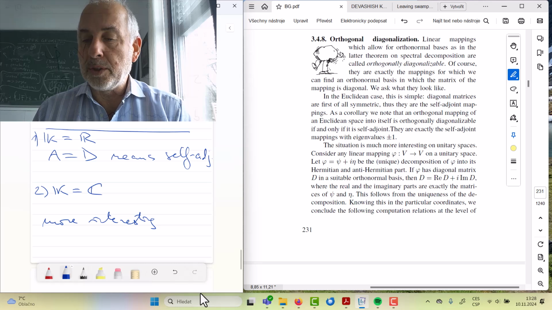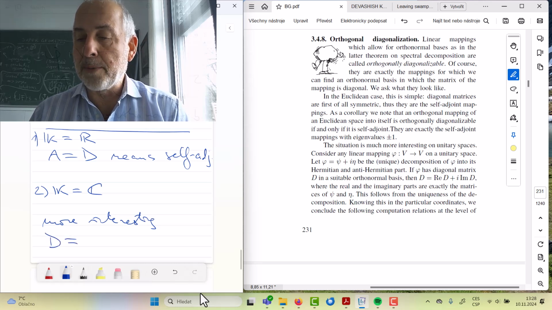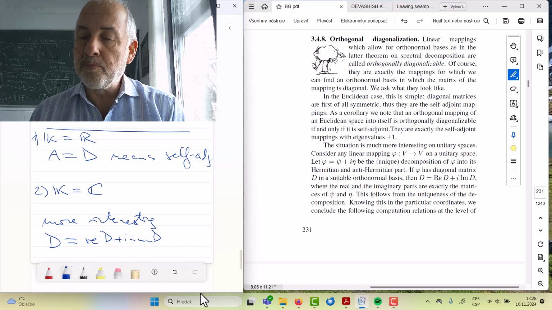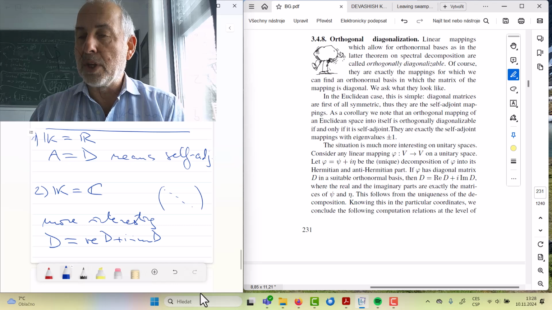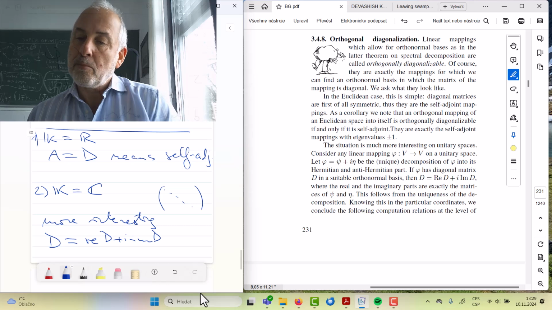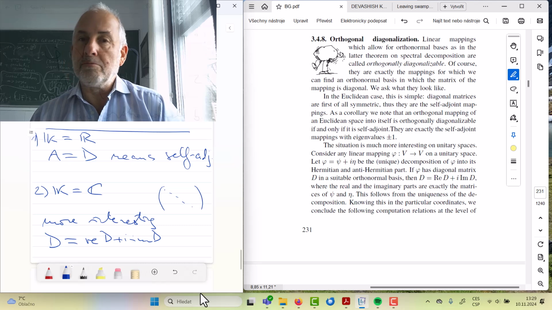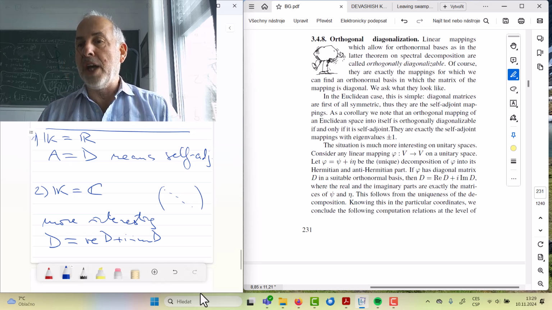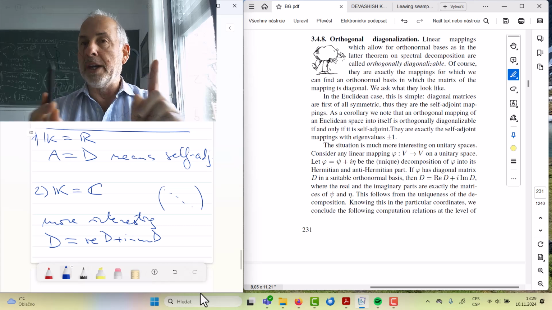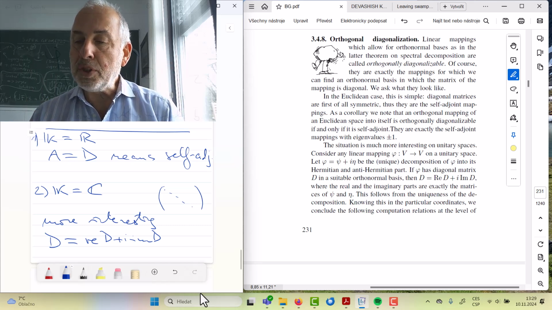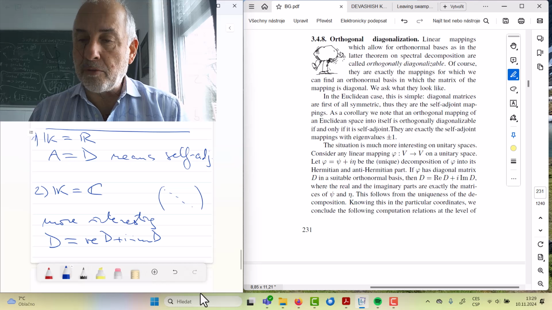Because then D equals the real part of D plus I times the imaginary part of D. And so you will have a diagonal matrix with the splitting of the eigenvalues into the algebraic form. And of course, having such a matrix, the things commute, right? So if you multiply diagonal matrix with itself, it's just the multiples of the eigenvalues there.